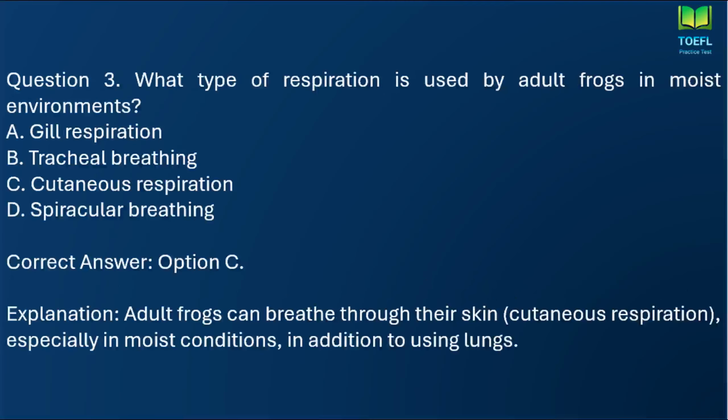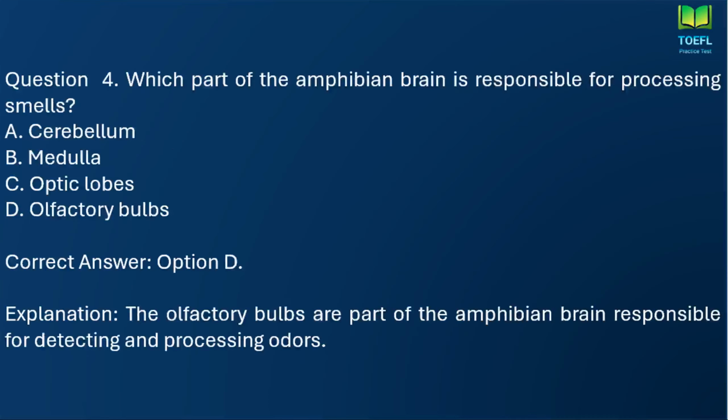Question 3. What type of respiration is used by adult frogs in moist environments? A. Gill respiration. B. Tracheal breathing. C. Cutaneous respiration. D. Spiracular breathing. Correct answer is option C. Explanation: adult frogs can breathe through their skin, cutaneous respiration, especially in moist conditions, in addition to using lungs.